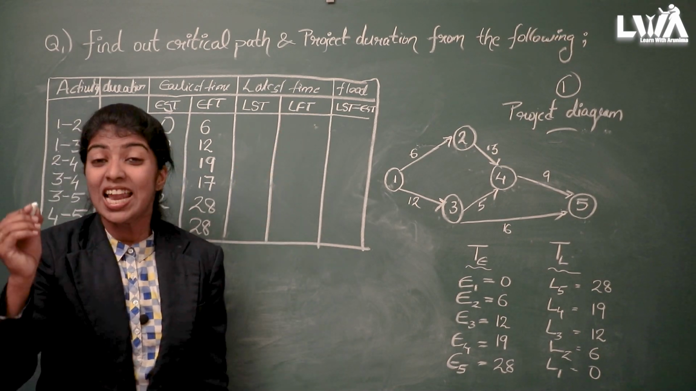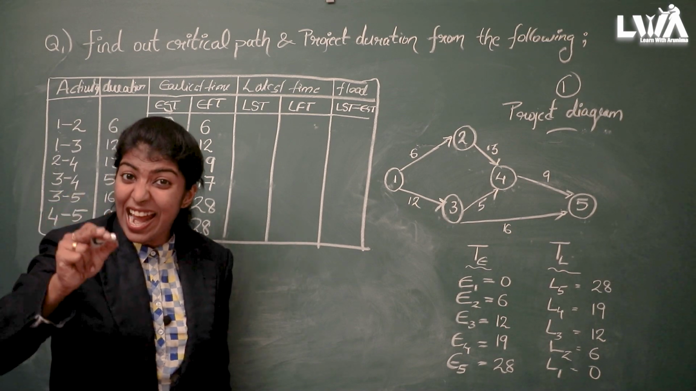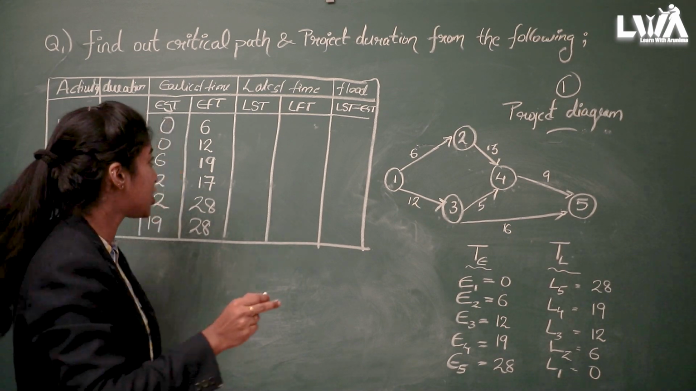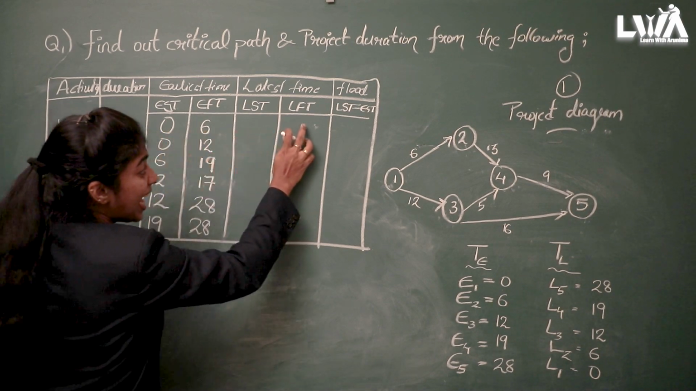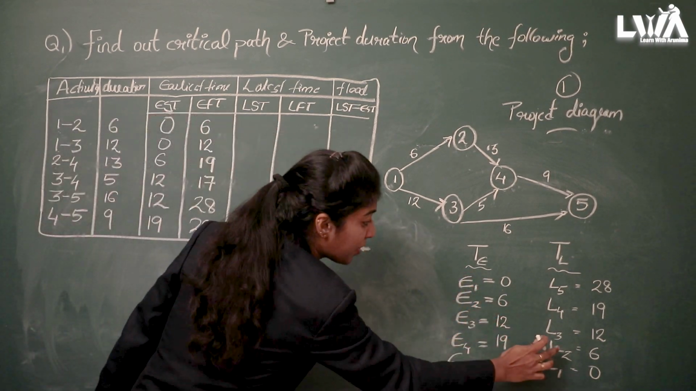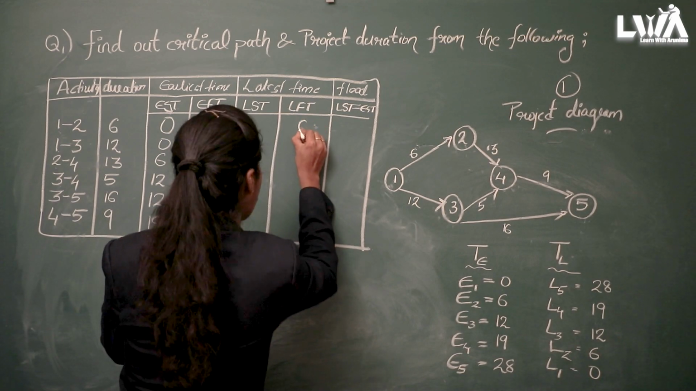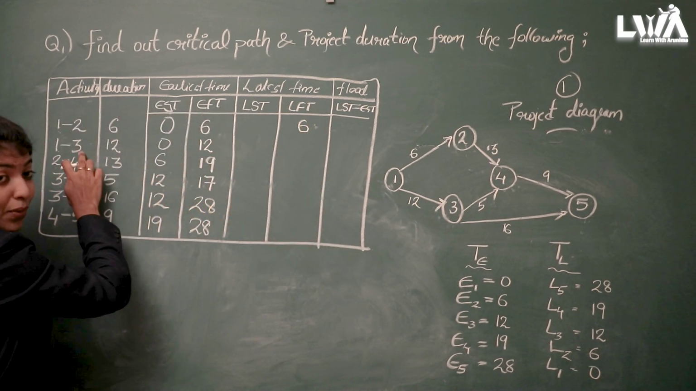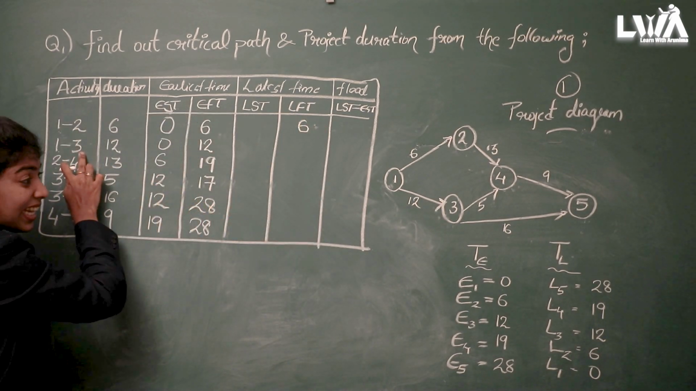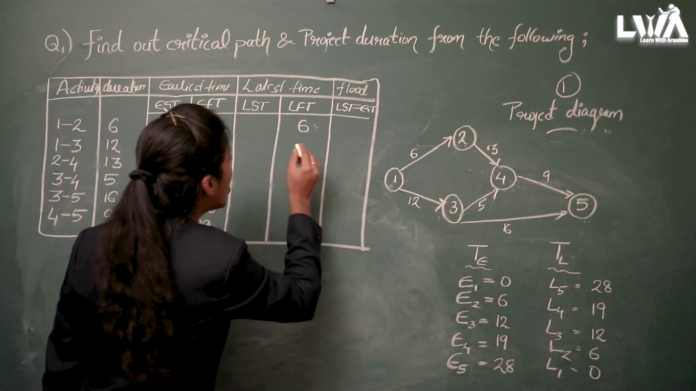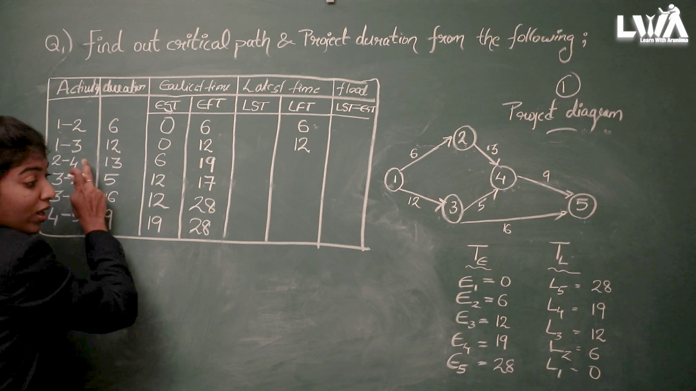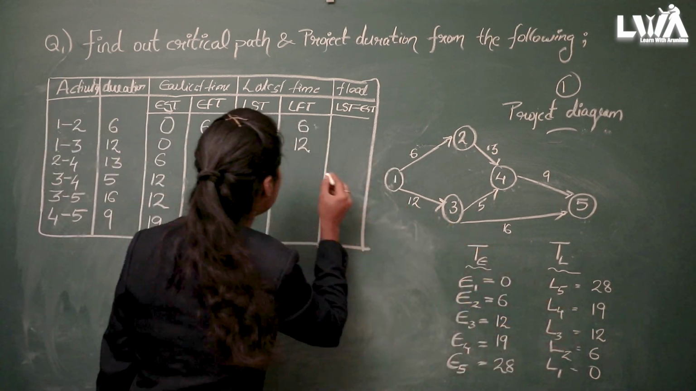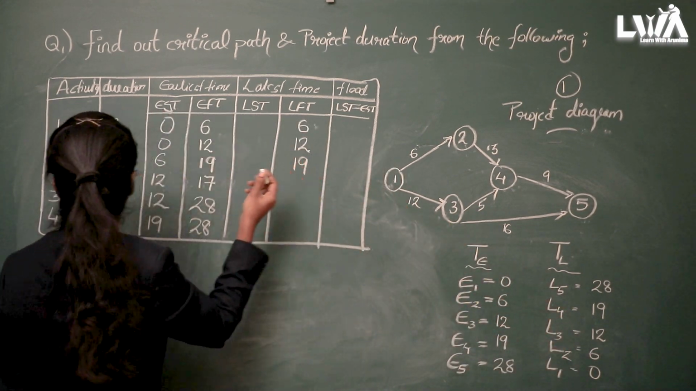LFT is the latest occurrence of the head event of that particular project diagram. So here, which is the head? 2. So what is L2 here? It is 6. Okay, 6. Then here it is 3. What is L3? L3 is 12. Okay. What is L4? L4 is 19.